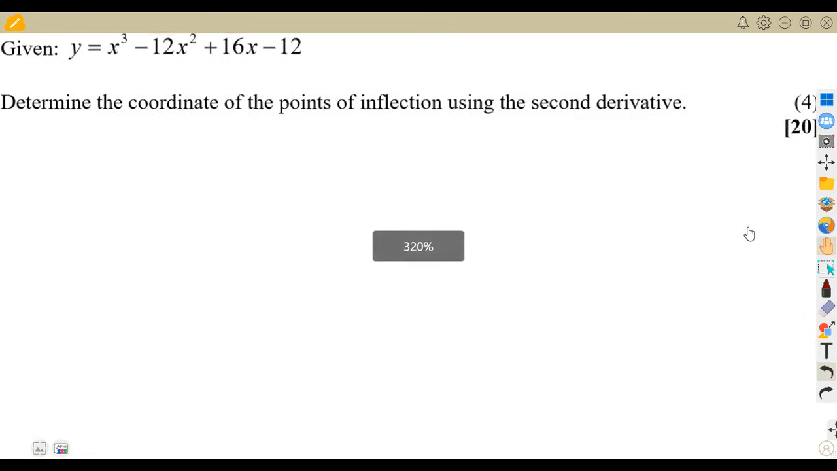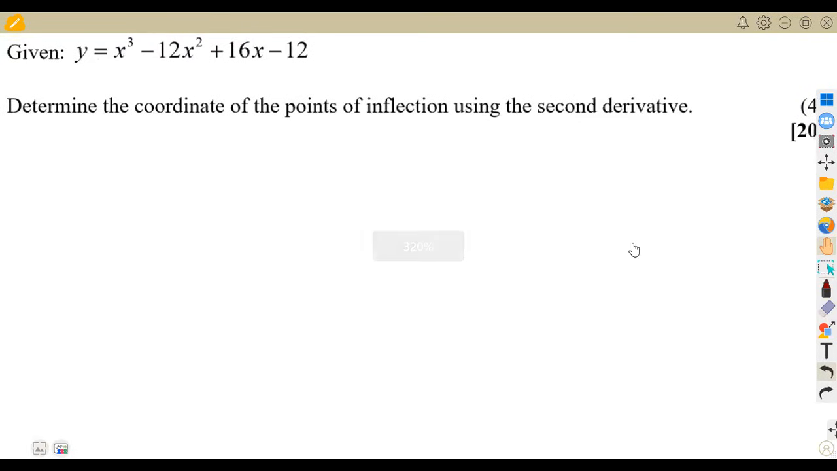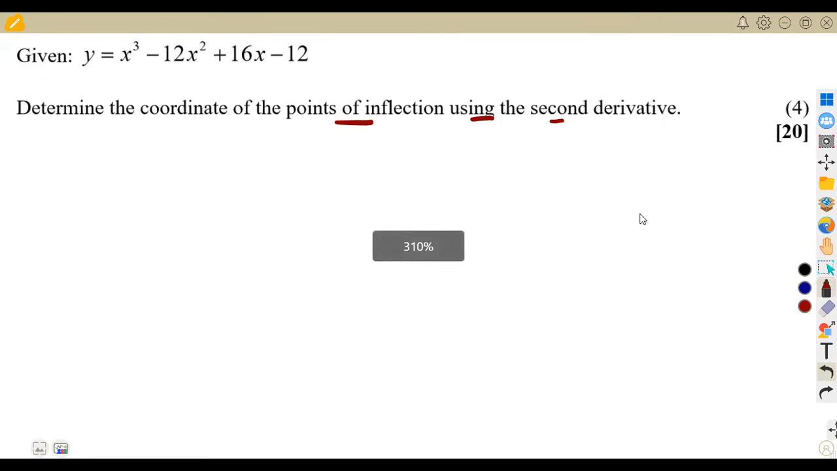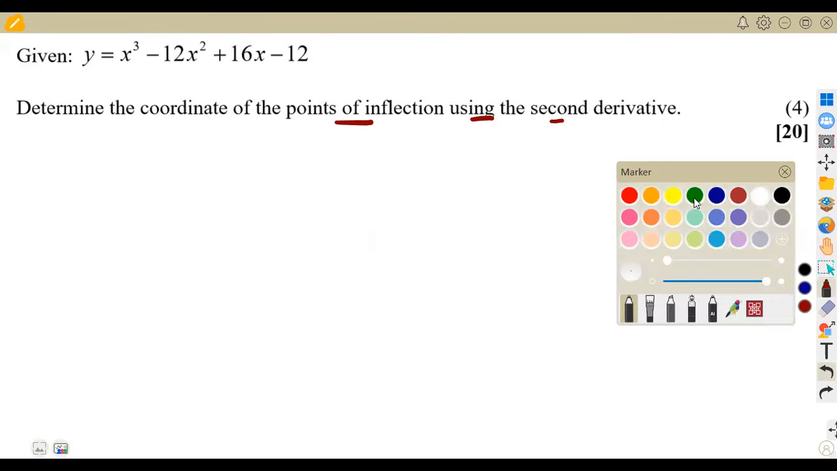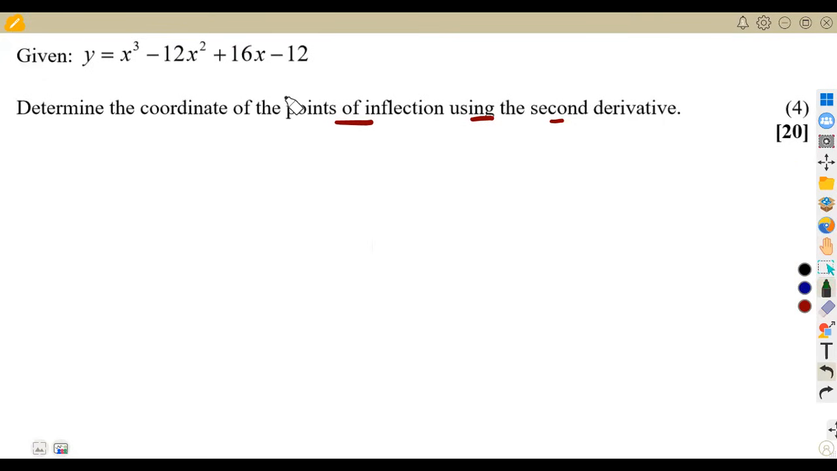Then from this cubic function, we are asked to determine the coordinates of the points of inflection using the second derivative. We are actually told what to use, which you are supposed to know whenever you're dealing with a point of inflection. You are supposed to use the second derivative. The first derivative is for the turning point, for maximum and minimum values. But for the point of inflection, we are going to use the second derivative.